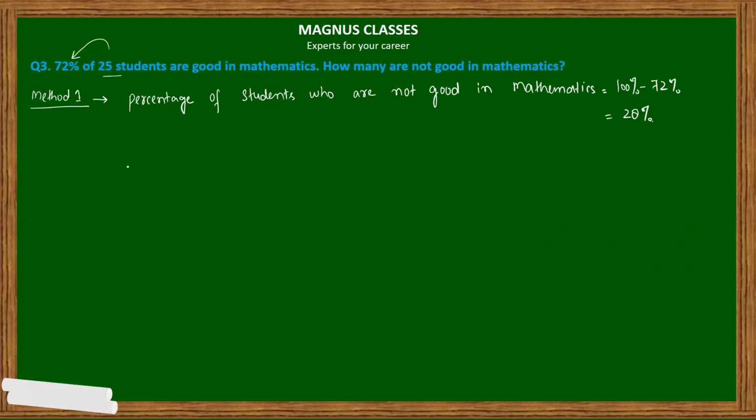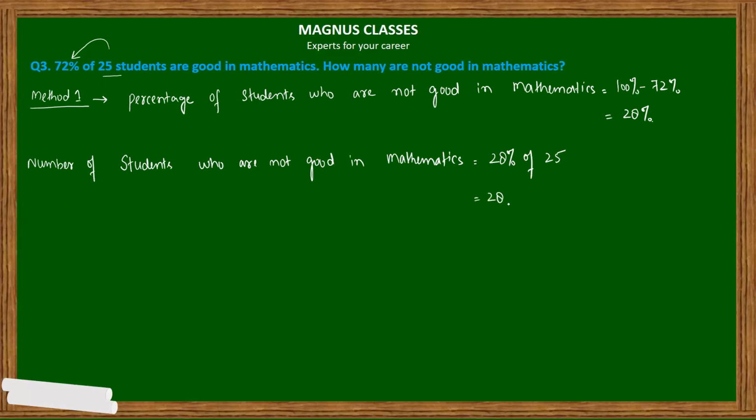Now you just need to find out the value. So you write number of students who are not good in mathematics. It will be equal to 28% of what? What's the total number of students in the class? 25. So 28% of 25.